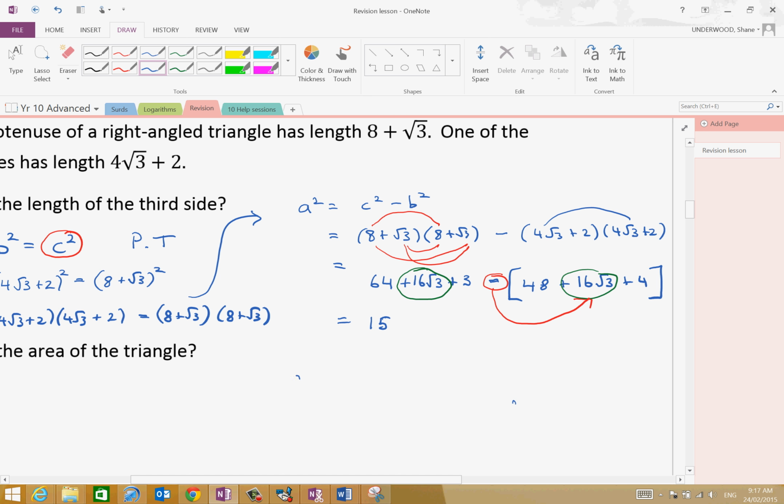I'm sorry. A squared is equal to 15. We need to take the square root, don't we? The old square rootski. So A is equal to the square root of 15. Is that right? Thank you.